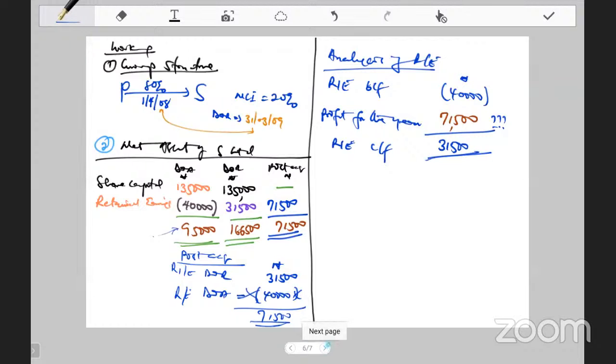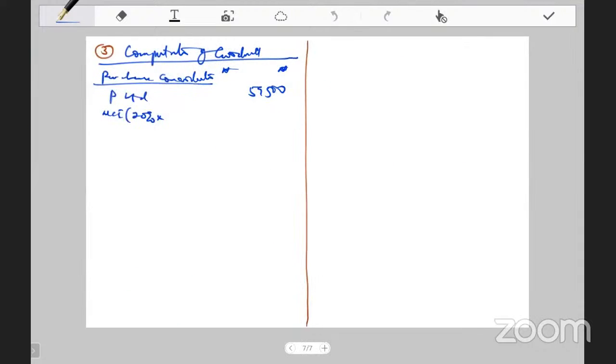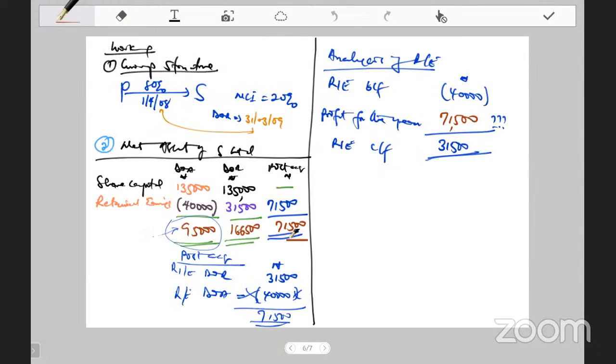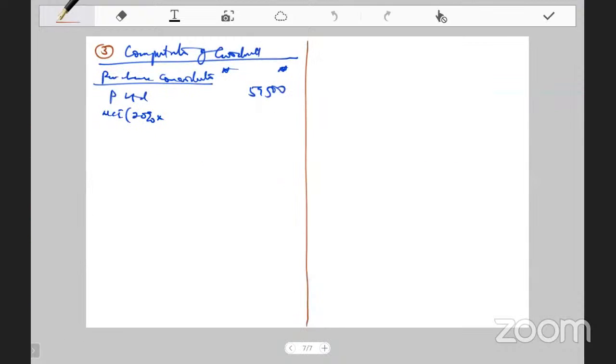71,500. 91,000. 95,000. The answer is 95,000. I don't know where you get 91. 71,500 actually. No. It's 95. 71,500 is the post acquisition. Why the net asset is... Oh, okay. 95. So we now have that 95,000. So what is that going to give me?